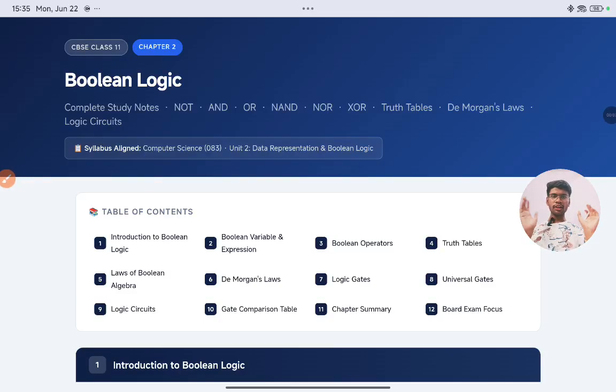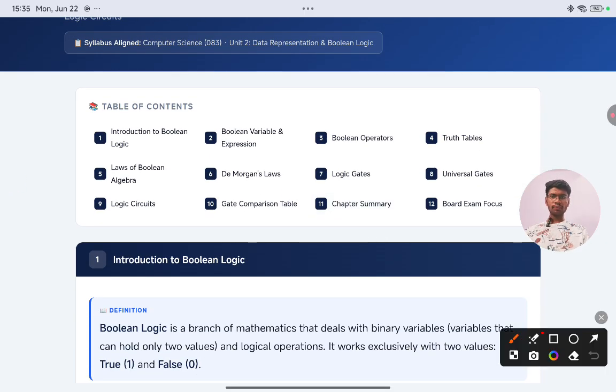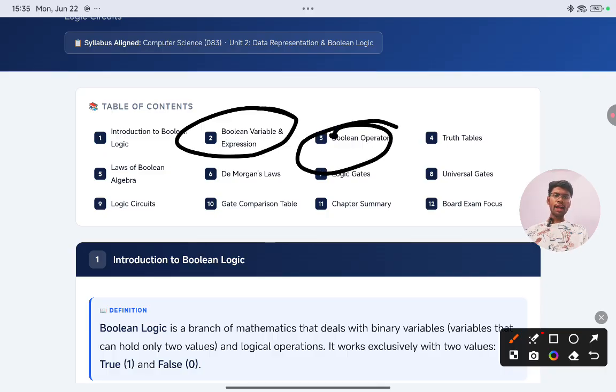Hello folks, and today we'll be starting the detailed video explanation of CBSE Class 11, Chapter 2, that is Boolean Logic. In this chapter we will be studying what Boolean variables and expressions are. We will be learning about Boolean operators, like AND, OR, NOT. These are the basic ones.